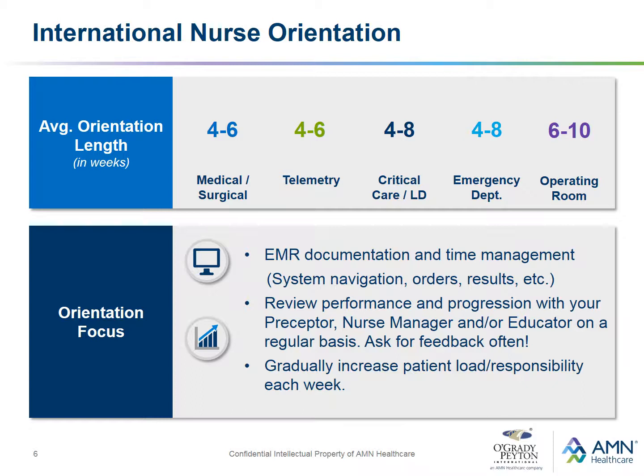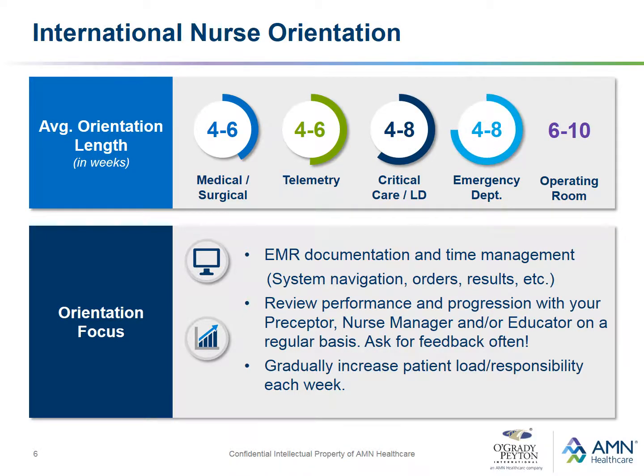The length of your orientation that you will receive with a preceptor depends on your specialty. While no two hospitals are identical, typically medical, surgical, and telemetry unit nurses receive approximately 4 to 6 weeks of orientation. Critical care, labor and delivery, and emergency department nurses receive approximately 4 to 8 weeks of orientation, and operating room nurses do tend to receive a few extra weeks due to the need to orient through different surgical areas.